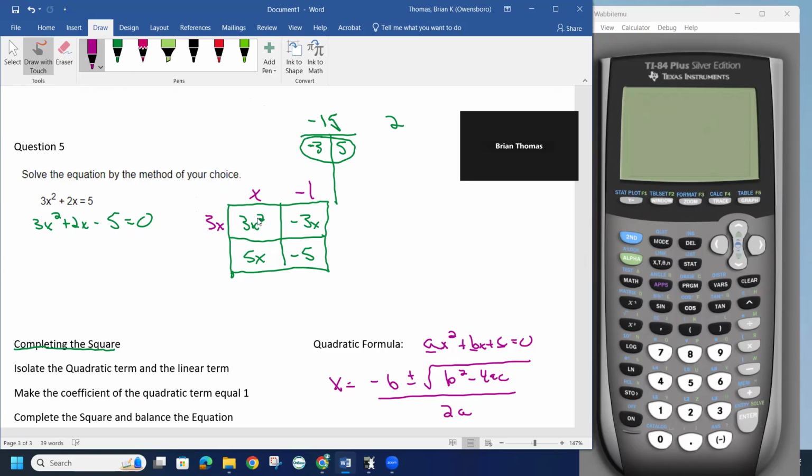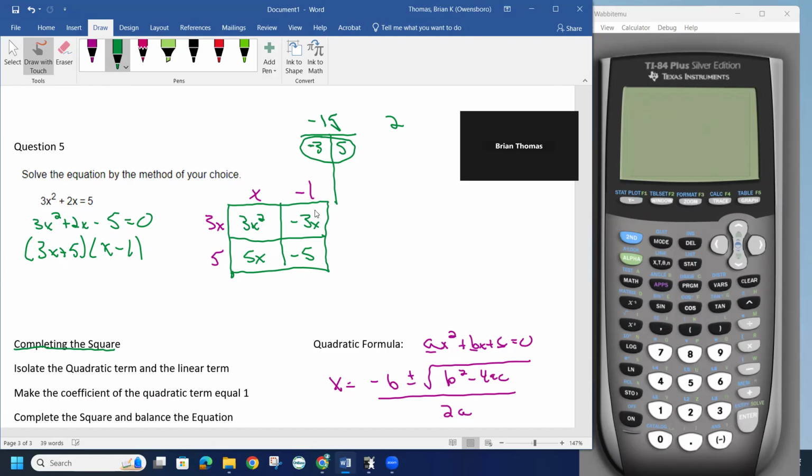Now, kind of cheating a little bit, what I can do is ask myself, what times x is 5x? It looks like we're just missing a 5 there. 5 times x is 5x. And does 5 times negative 1 give me negative 5? Yeah. So this tells me this problem actually is factorable. So my choice would be then just to say 3x plus 5 times x minus 1.